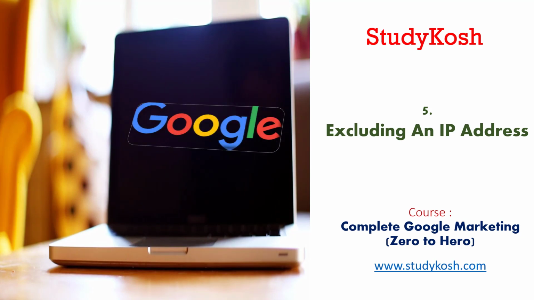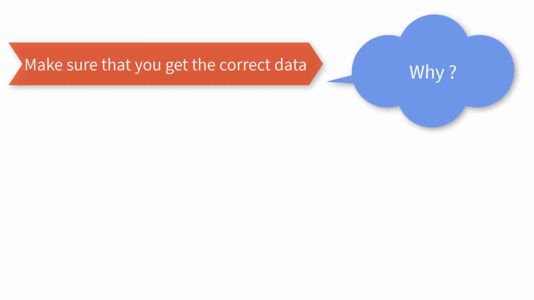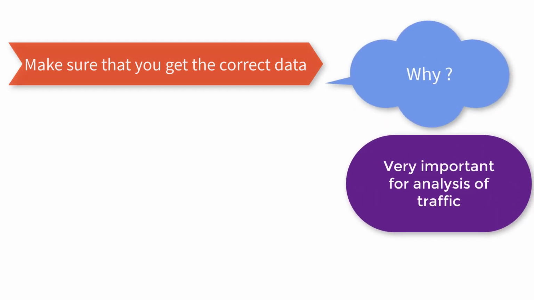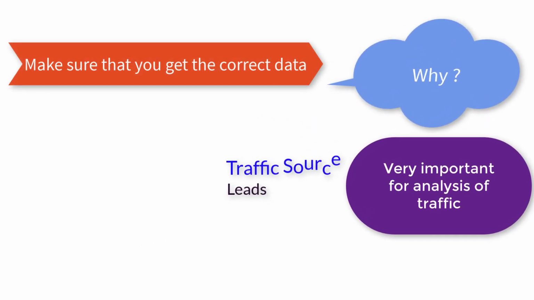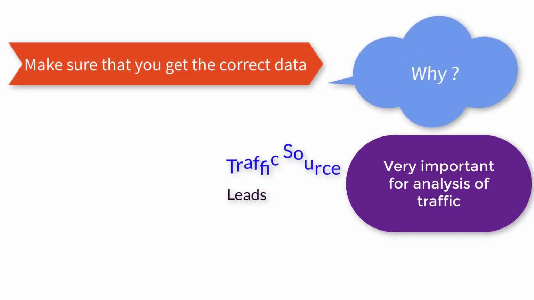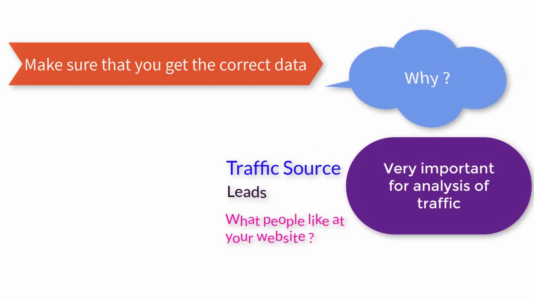Students, today's topic is excluding an IP address. First of all, there are some pointers that you should keep in your mind always. Always make sure that you get the correct data. Very important thing. Why is it important? Because then only you can judge how many people are coming, from where they are coming, how many leads you are getting, what is the thing that people are liking at your website, what they don't like, everything.